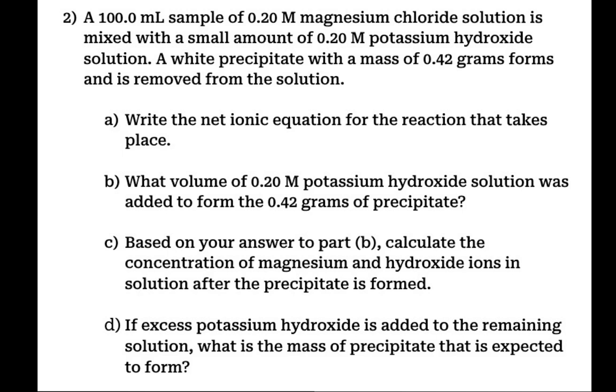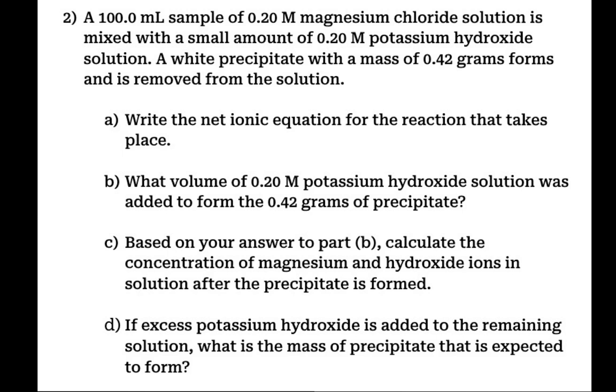Okay. So another precipitation reaction. We got 100 milliliters of 0.2 molar magnesium chloride solution, and we're going to mix that with a small amount of 0.2 molar potassium hydroxide solution. We'll get a white precipitate with a mass of 0.42 grams that forms. We're going to take that out of the solution, dry it, weigh it, do all that stuff. Okay. So we want to start by writing our net ionic equation. And that is usually our first step of any of these calculations I ask you on a quiz or a test, as I'm going to ask you for the chemical equation, most of the time the net ionic.